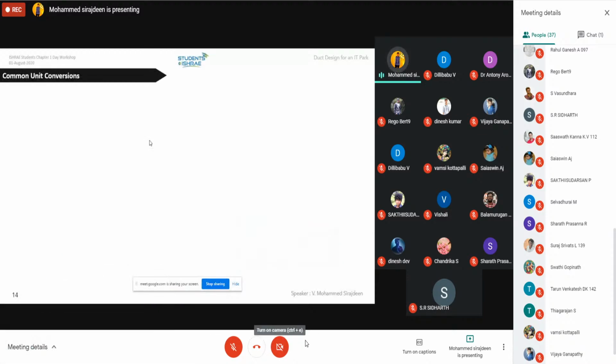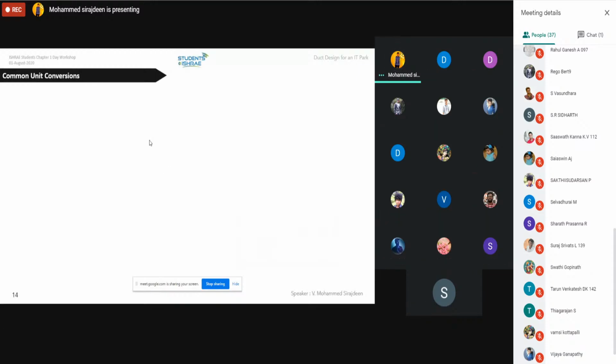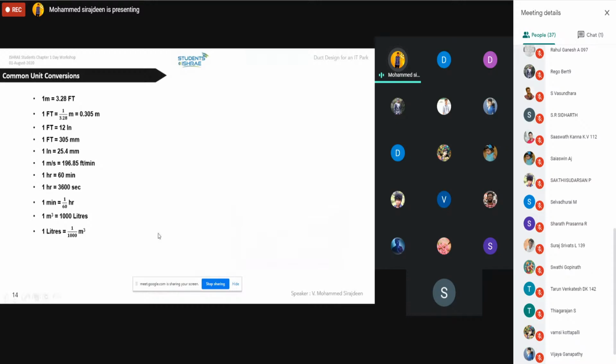Then I just want to highlight some common unit conversions. It may be silly for some persons, it may be a big thing for some persons. It is based on perception. But if you are very strong in these basic things, then you will grow in a very short time period.